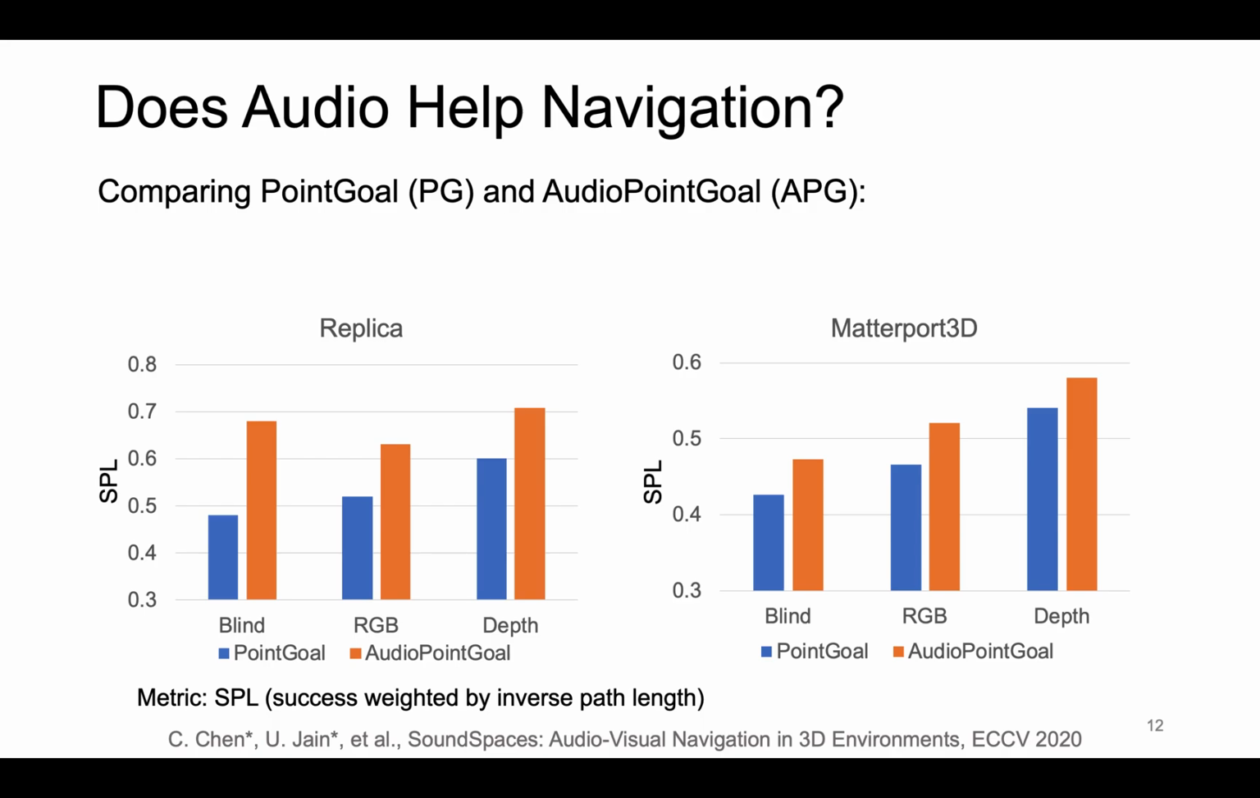To study this, we evaluate the impact of adding audio sensing to visual observation by comparing point goal with audio point goal agents. And we adopt the standard navigation metric SPL for evaluation, which is success weighted by inverse path length. The bar charts plot the performance of each agent with different visual sensors on two datasets, from which we can see that audio point goal agent performs much better than point goal agent by leveraging audio cues, showing that audio improves accuracy significantly.